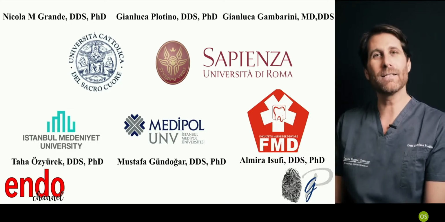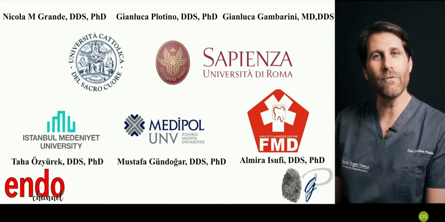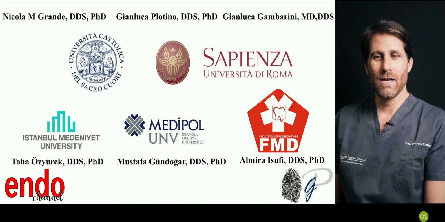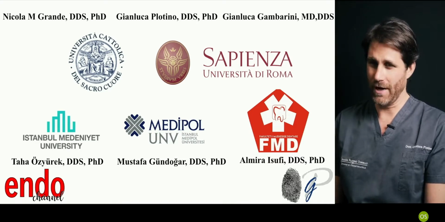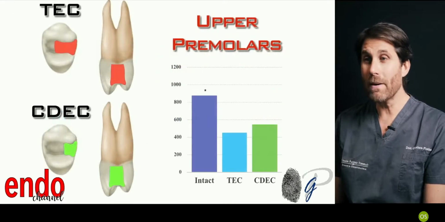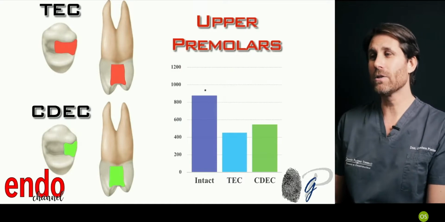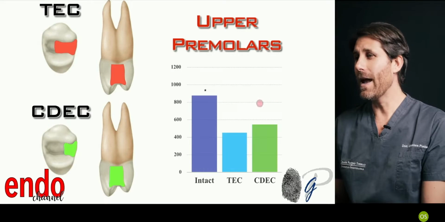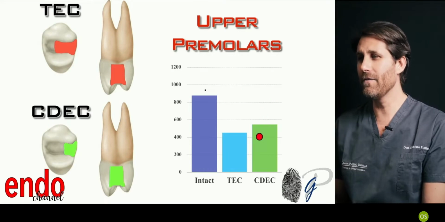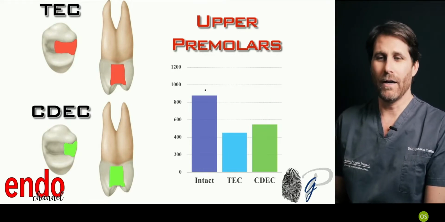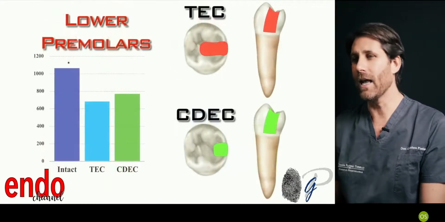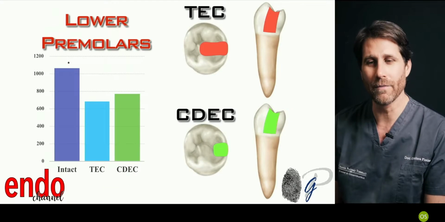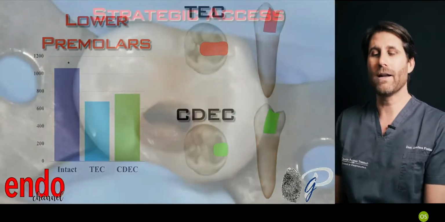We have conducted some studies to investigate the influence of the conservative caries-driven access cavity on the fracture strength of teeth. On upper premolars, the difference was not statistically significant, but we had more resistance with the caries-driven endodontic cavity. For lower premolars, the same. Again, a little bit more resistance for the caries-driven endodontic cavity. So, what I call strategic access.